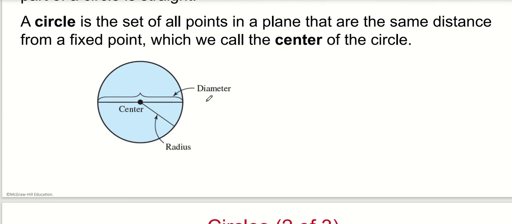And certainly we can see the relationship that if you had the diameter, that would encompass two values of the radius. So we can see that the diameter is twice the radius, or you can think of the radius as being half of the diameter.